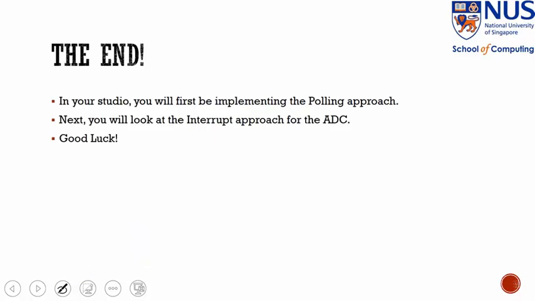And what you're going to be doing is first implementing the polling approach. Following that, you're going to be looking at the interrupt approach, and we're also going to look at how we can interface an analog sensor besides the potentiometer. So first we deal with the potentiometer, and then we're going to deal with the IR sensor. The whole objective of this studio is how I can use the ADC module effectively in my project.